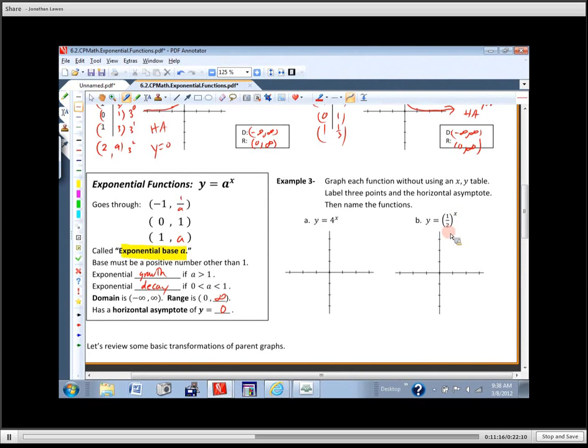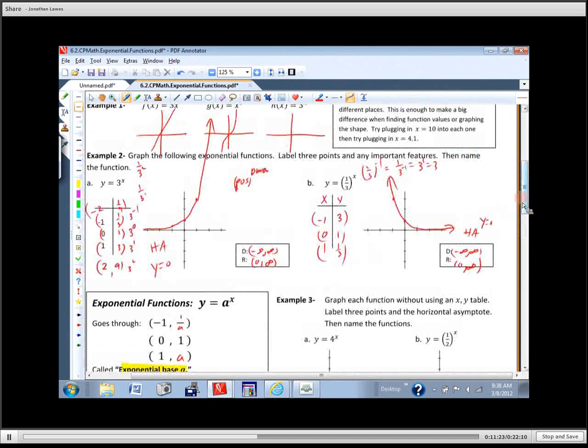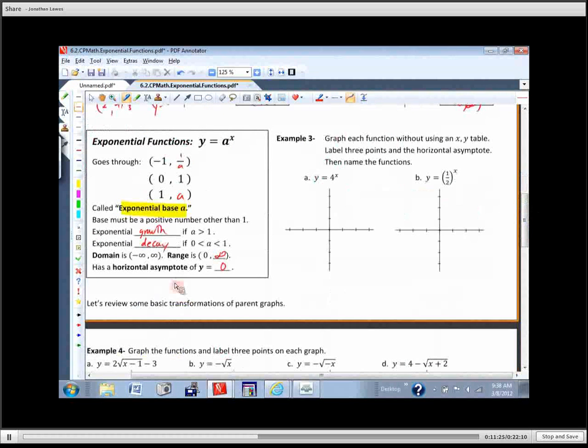Now, I'd like you to graph these without using an XY table. We only do this to get used to how these shapes work. Once you know what this box says right here, and once you've got that figured out, you should graph these points. So if it's going to be 4 to the x, you're going to graph the points like this. You're always going to do it in this order. Watch, please. Everybody watch. -1, 0, and 1.